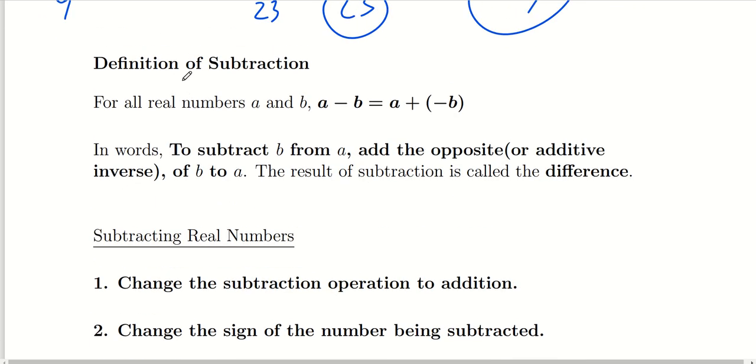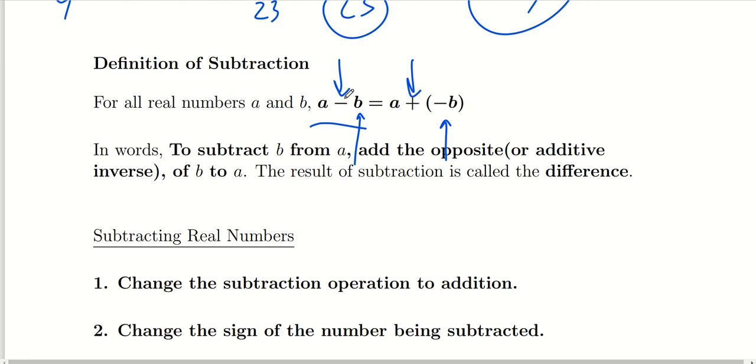We now come to the definition of subtraction. To subtract, it's really the same thing as addition of the opposite. Some people might have heard the phrase keep, change, change. But anytime we run into a subtraction operation with integers, we're going to do two things. We change the operation of subtraction to addition by changing the sign of the number behind it to its opposite.